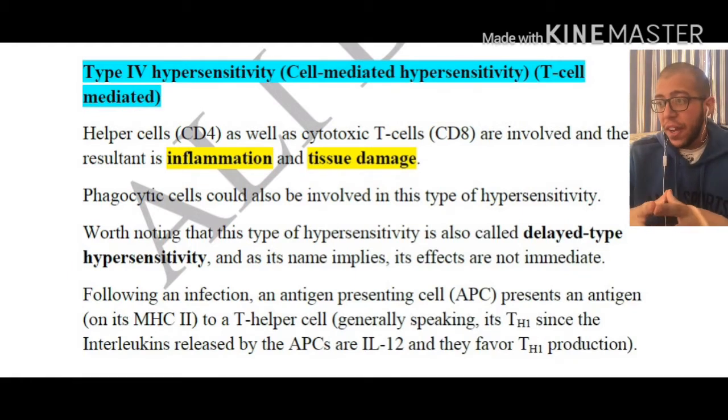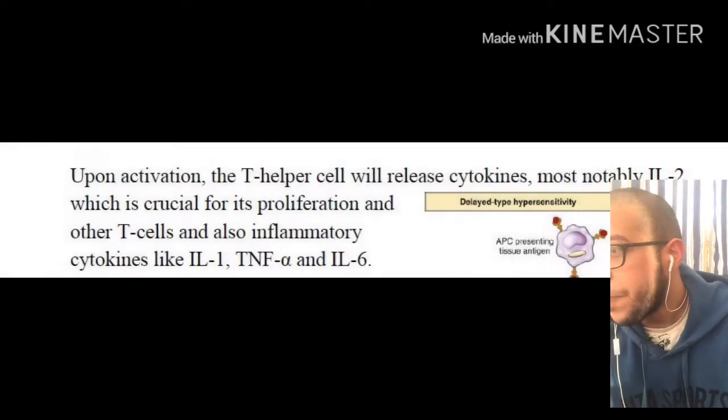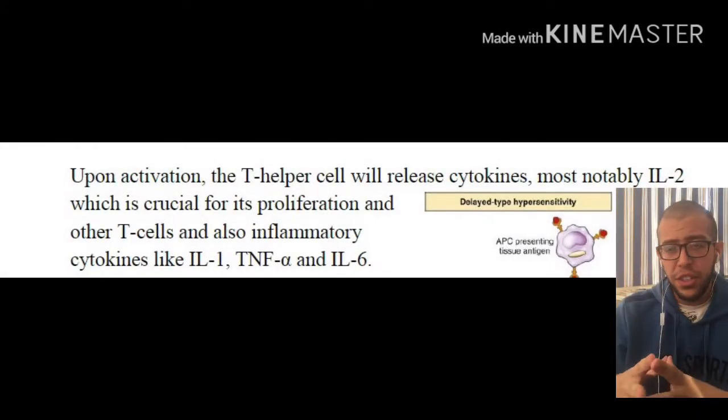Now, following an infection, an antigen-presenting cell, which could be, well, plasma cells, they could be even dendritic cells, for example, is going to be presenting antigens on its MHC class 2 to T helper cells. And generally speaking, these are T helper 1 cells because there is a release of interleukin 12, which is going to be promoting its proliferation, essentially.